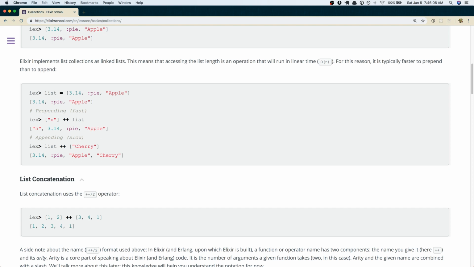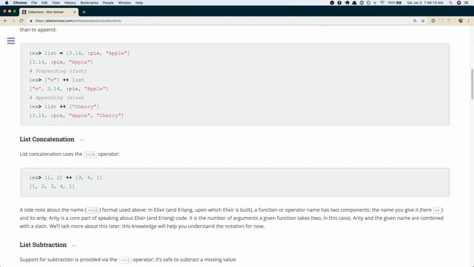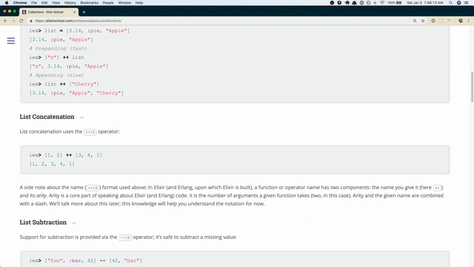List concatenation uses the ++/2 operator. A side note about the name ++/2 format used above. In Elixir and Erlang, upon which Elixir is built, a function or operator name has two components: the name you give it, here ++, and its arity. Arity is a core part of speaking about Elixir and Erlang code. It is the number of arguments a given function takes, 2 in this case. Arity and the given name are combined with a slash. We'll talk more about this later. This knowledge will help you understand the notation for now.